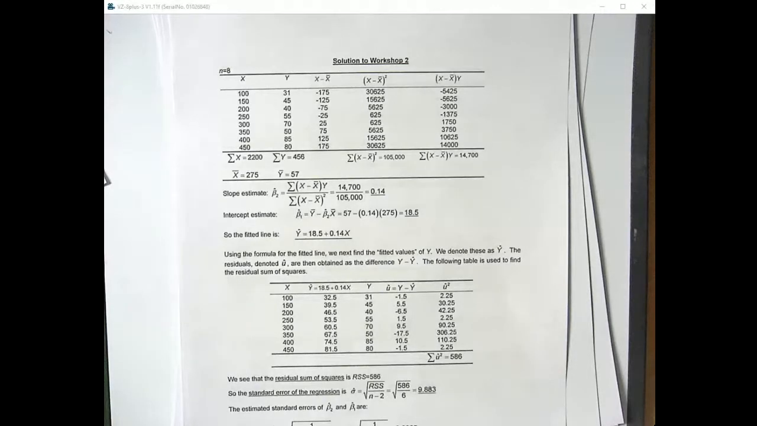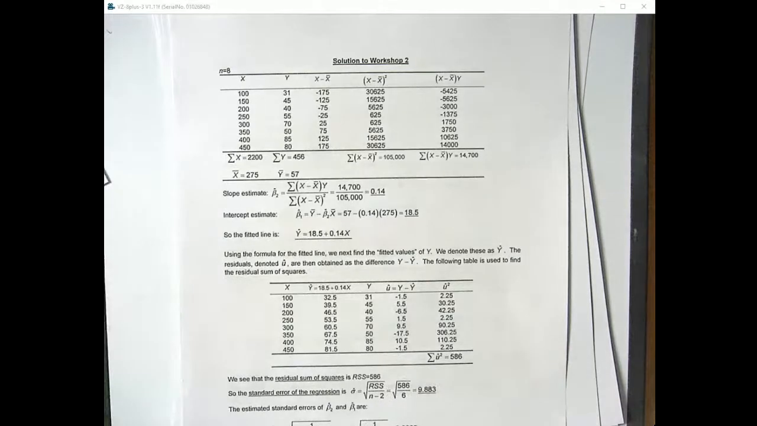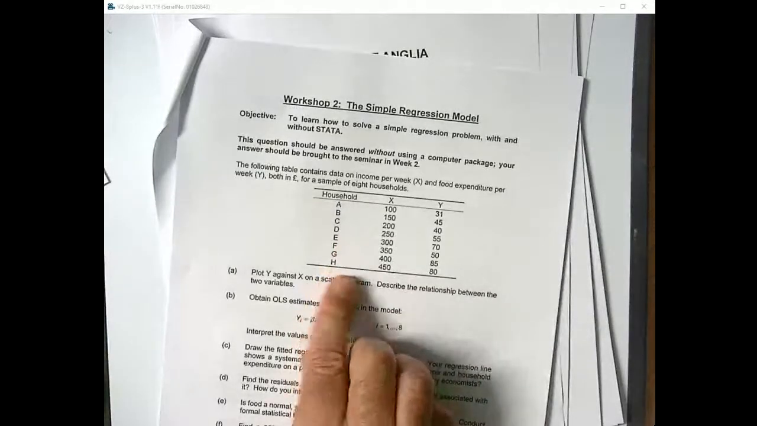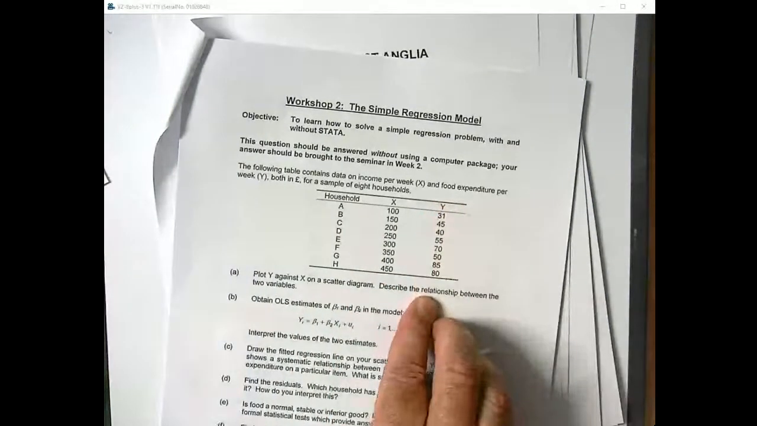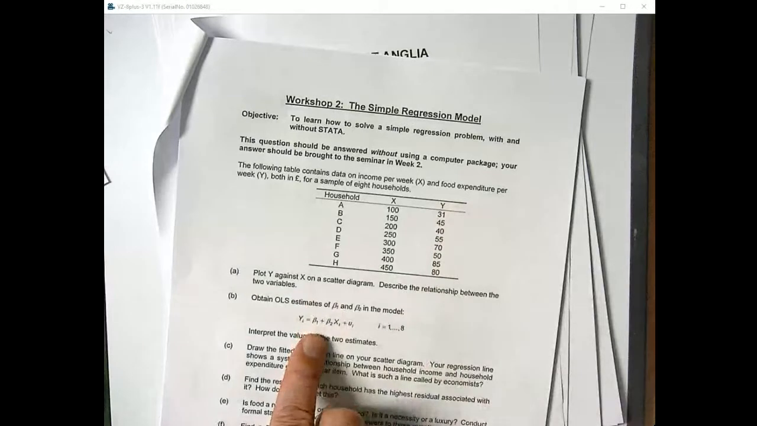Okay, now the workshop on last Friday, we were covering workshop 2, and workshop 2 is the question about food, which is the question we're talking about throughout the lecture notes. It's this question here in which we have a sample of 8 households. For each household, we observed weekly income and weekly expenditure on food. And we have to do a scatter plot, and we have to get the regression estimates. We have to draw a fitted line through the scatter.